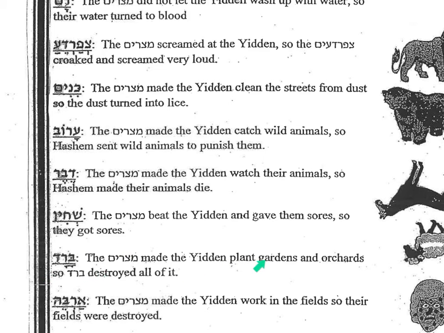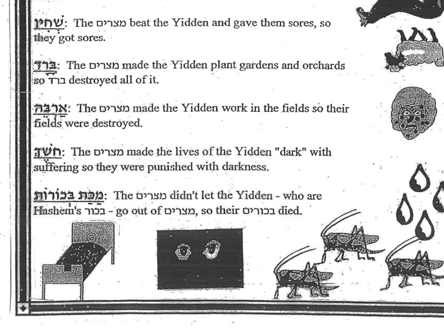Barad, the Mitzrim made the Jewish people plant gardens and orchards, so the Barad, the hail, destroyed all of it. So Hashem said, you're not going to enjoy making the Jews, my people, work and plant you nice gardens. I'm going to destroy it with the hail. Arbe, the locusts. The Mitzrim made the Jewish people work in the fields, planting their food. So Hashem made the locusts eat up their food. Choshech, the Mitzrim made the lives of the Jewish people dark with suffering, so they were punished with darkness.